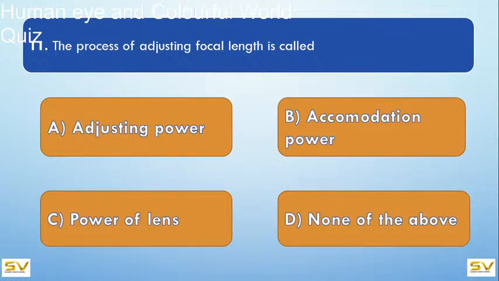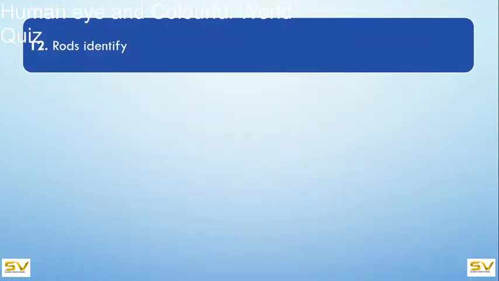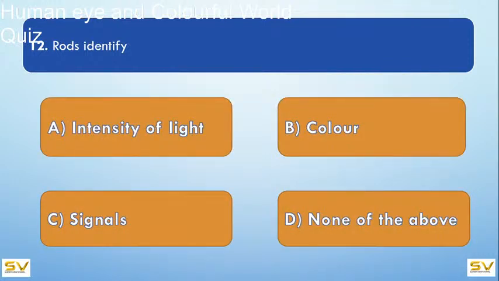So the process of adjusting focal length is nothing but called as accommodation power. Okay, or accommodation of eye lens also we can tell. Now coming to the next one. Rods identify. I already told you it is a mistake in the textbook, and I answered it correct also. Rods identify: intensity, color, signals, none of the above?